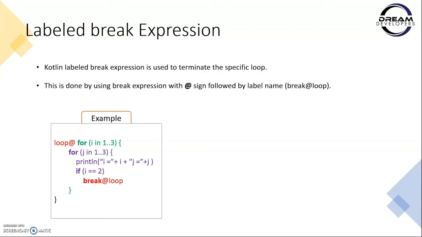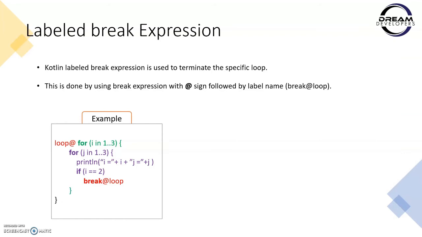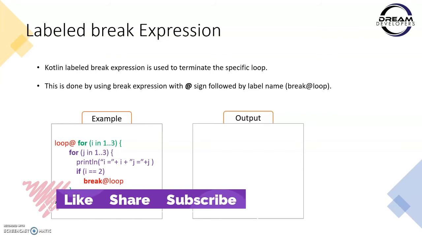First loop i is set as 1. Now the second loop j executes 3 times because the range of j is between 1 to 3. If you don't know for loop or range, then simply check out our video. Link is given in the description.